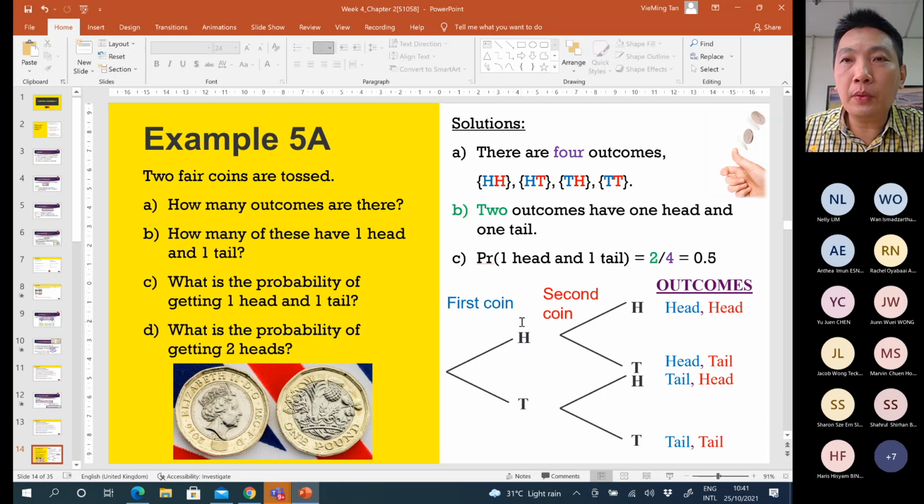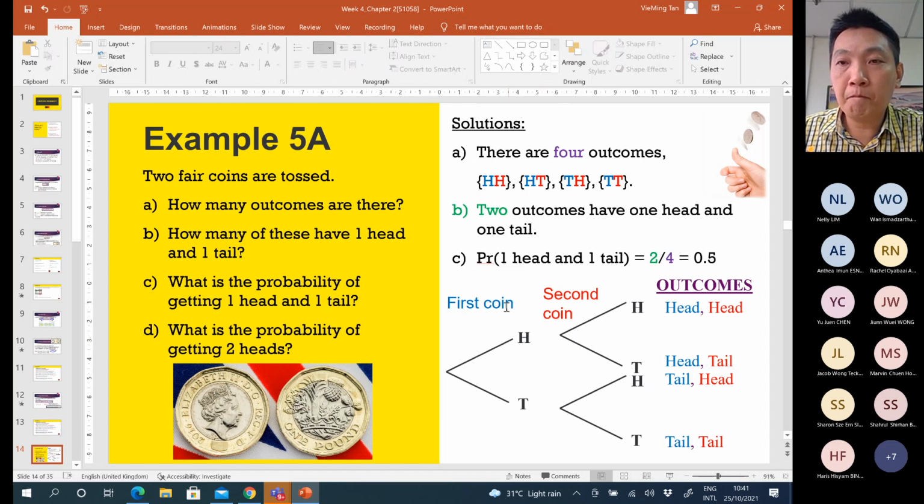Another way to answer this question is you can also try to draw a tree diagram. This is only a suggestion, not compulsory. All right. So let's say for part A, you can try to draw a tree diagram to help you. Okay. So we start from the first coin first. For the first coin, you can have head or tail. So you can draw 2 branches to indicate the outcome for the first coin. Okay, so the first coin has 2 possible outcomes, either head or tail.